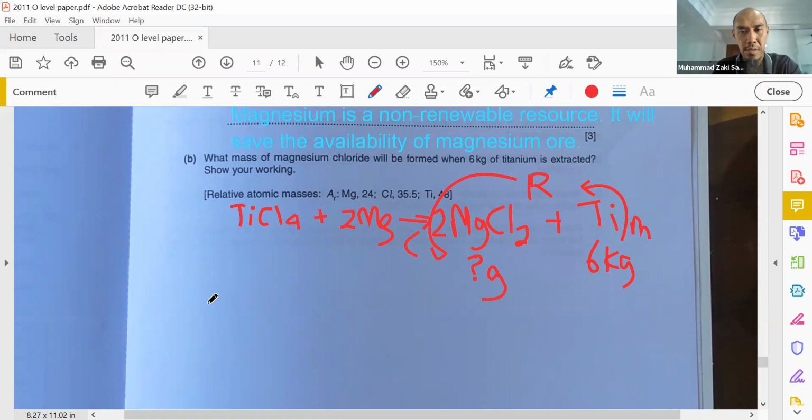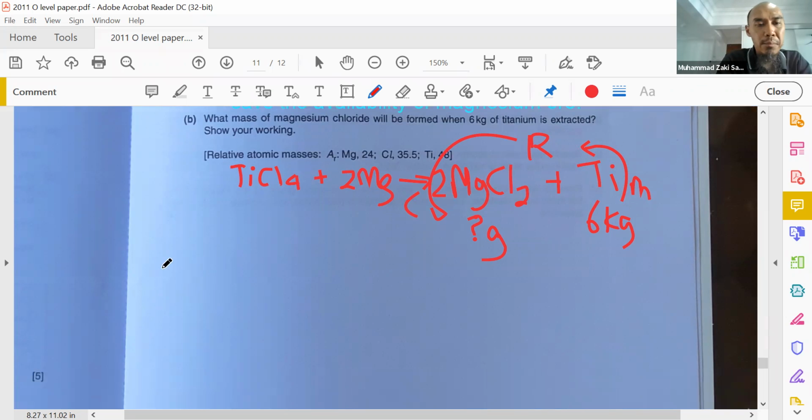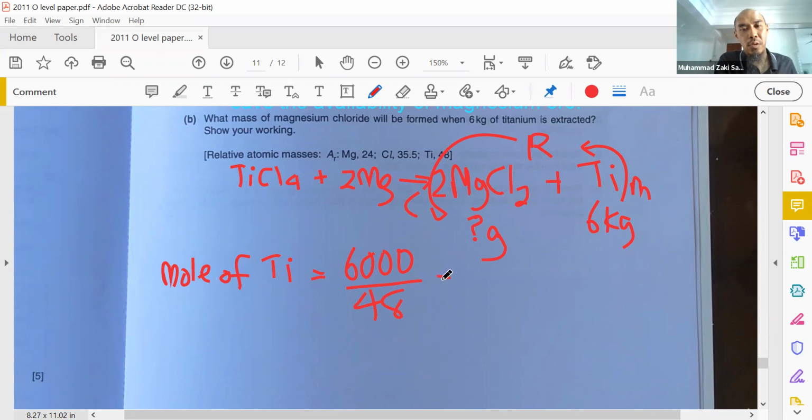So find the mole of titanium. 6 kilograms is equal to 6,000 grams, and titanium is 48 grams per mole. So how many moles is that? Take out your calculator. 6,000 divided by 48 is 125 mole. This is 1 mark already. So this particular question you have to practice.